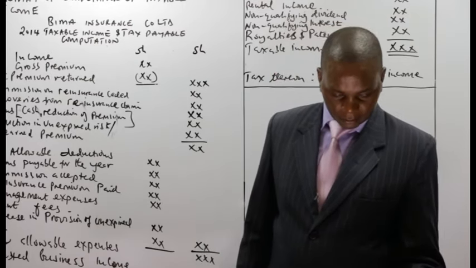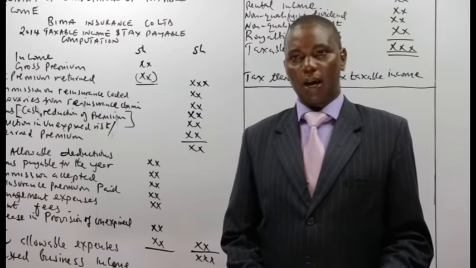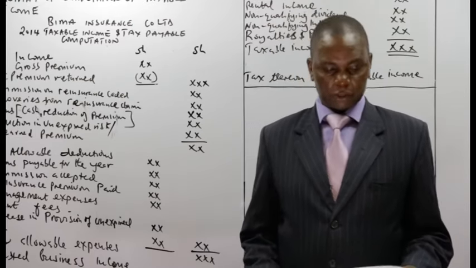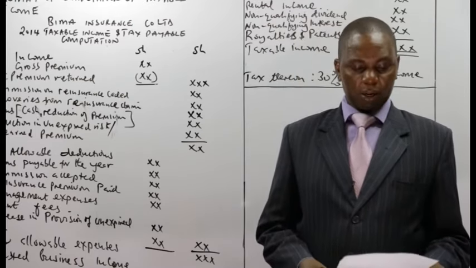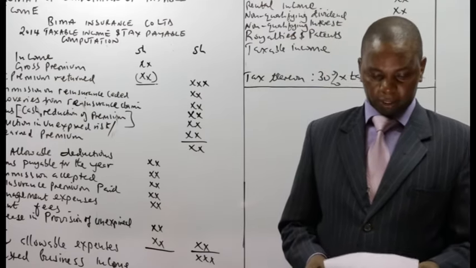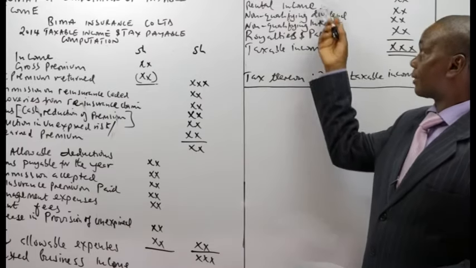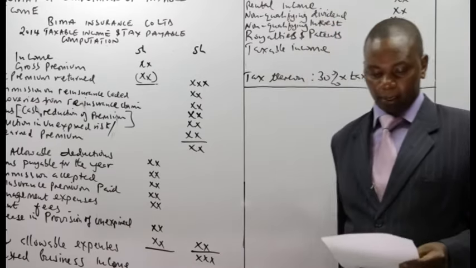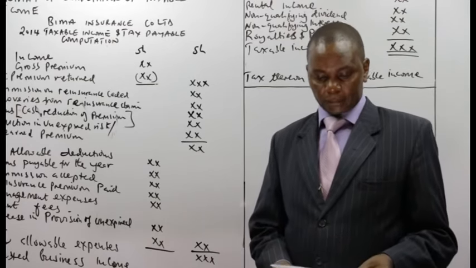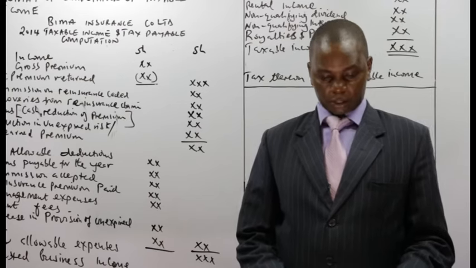Then we have repair of rented premises that is allowable against the rental income. So here we can use the repairs against the rental income so that we can get the net income from the rental activity, and that will be taxed under the category of other incomes. Here we have the rental income there. Then we have the transferring expenses, that's a common business expense, which is allowable.